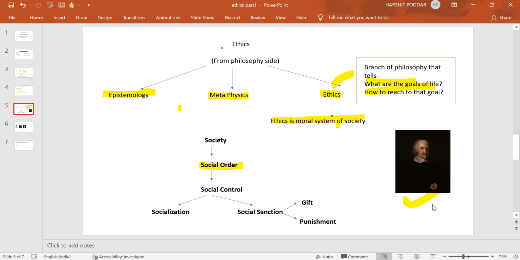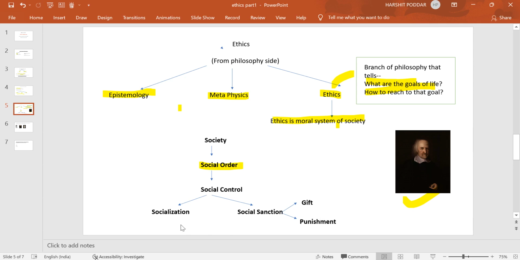And how social order helps in running the society, Thomas Hobbes explains while explaining how the social system works. Okay, now in order to maintain social order, social control is necessary. And how does society control its people? By the process of socialization and by social sanction.